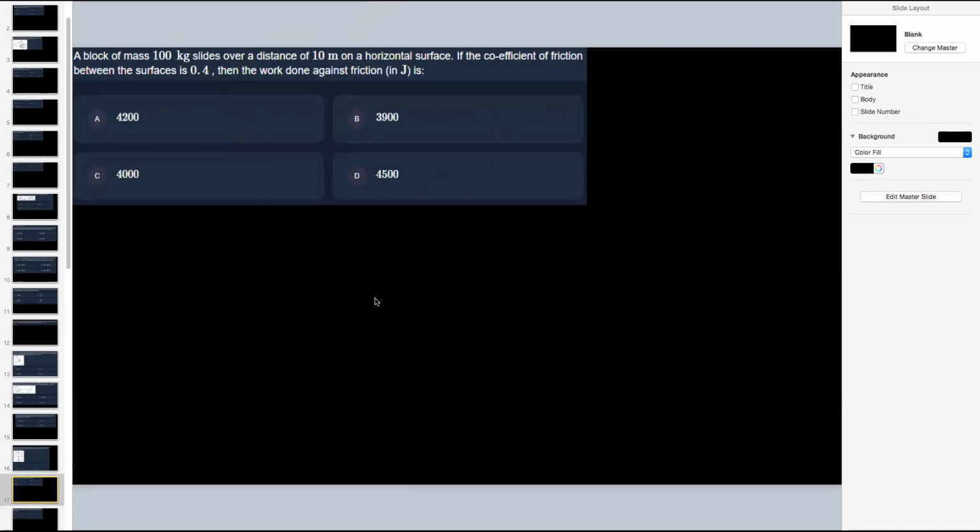This is a simple problem related to a basic idea. A block of mass 100 kg slides over a distance of 10 meters on a horizontal surface. The coefficient of friction between the surfaces is 0.4. What is the work done against the friction in joules? Now this is sliding. Frictional force is acting. You are asked to find the work done against the friction.